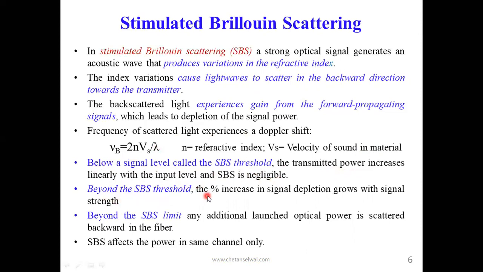Beyond the SBS threshold, percentage increase in signal depletion grows with signal strength. So as we increase the input signal power beyond the SBS threshold, the percentage decrease in the signal will grow. Beyond the SBS limit, any additional launched optical power is scattered backward in the fiber. And SBS affects the power in the same channel only. Power transfer doesn't take place from one channel to another channel in case of a WDM system, unlike SRS.